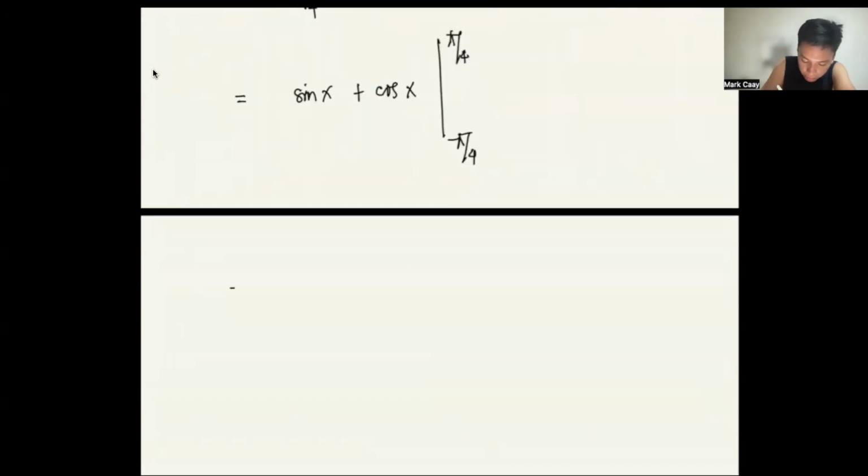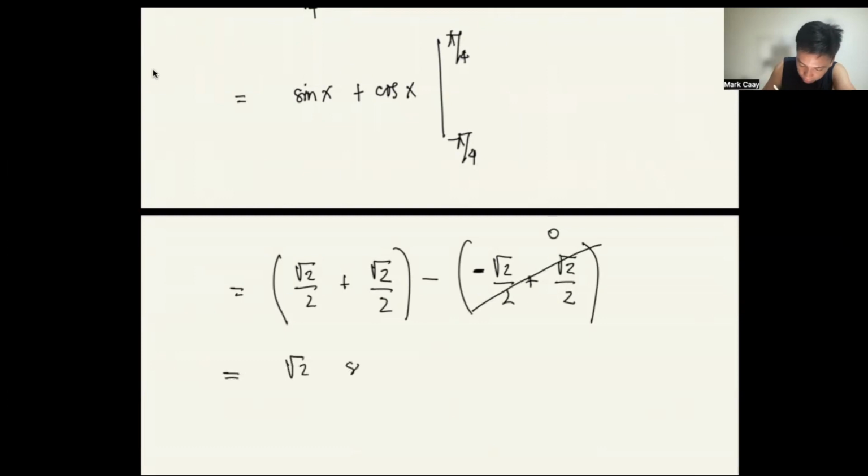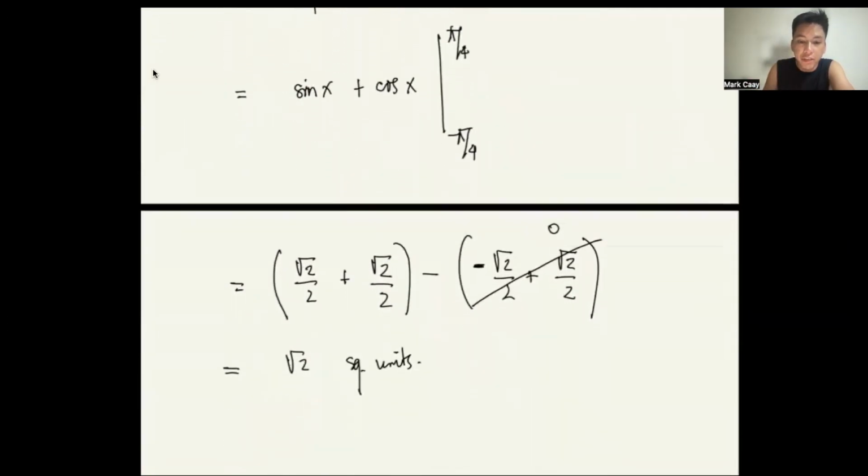And so, ano yung mangyayari dyan? So I have sine of pi over 4, that's square root of 2 over 2, plus another square root of 2 over 2, minus sine of negative pi over 4, alam natin this is negative square root of 2 over 2, plus cosine of pi over 4, negative pi over 4 is still the same, square root of 2 over 2. So this becomes 0. So the answer here is square root of 2 squared units. So that will be the area of the region. That's it. So if you have any question or clarification, please let me know.